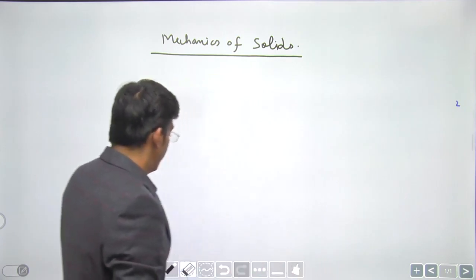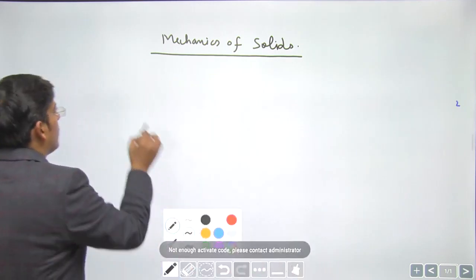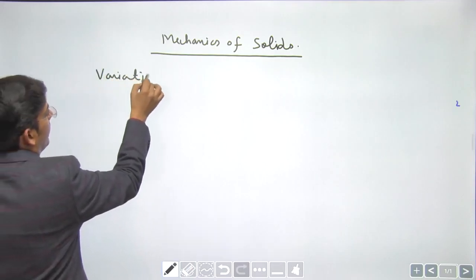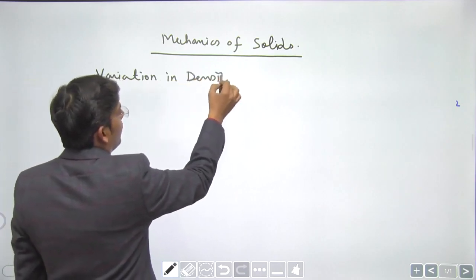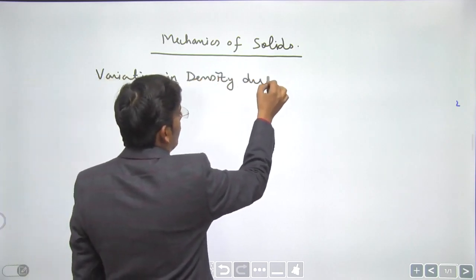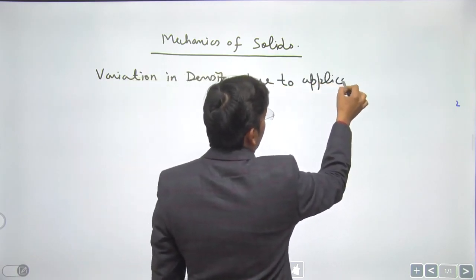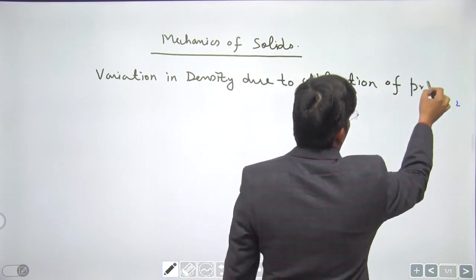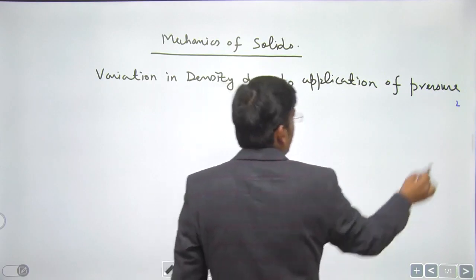So next concept is, dear students, variation of density due to application of pressure. Variation in density due to application of pressure. This is variation in density due to application of pressure, right?